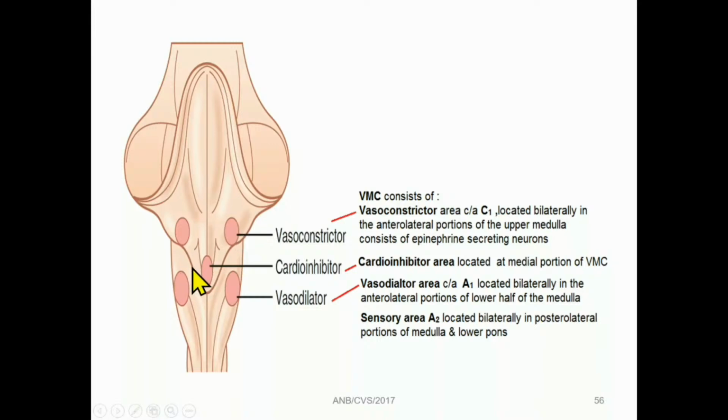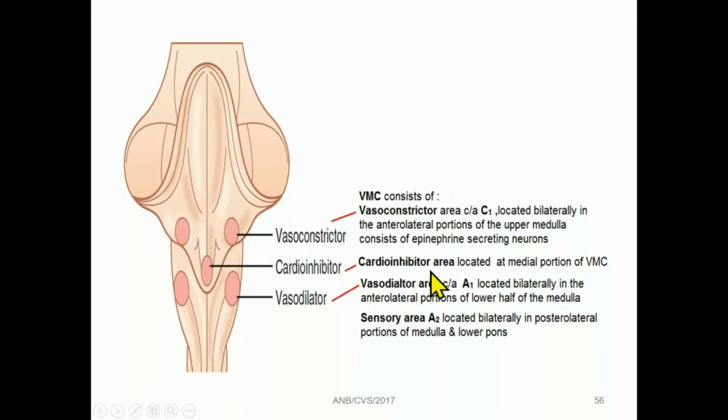Exactly at the center of this medulla you will find the cardioinhibitory area, located at the medial portion of the vasomotor center. And at the lower level, you will find another area called the vasodilator area, A1, located bilaterally in the anterolateral portion of the lower half of the medulla. There is also one sensory area, A2, which is not shown here, located bilaterally in the posterior lateral portion of the lower portion.